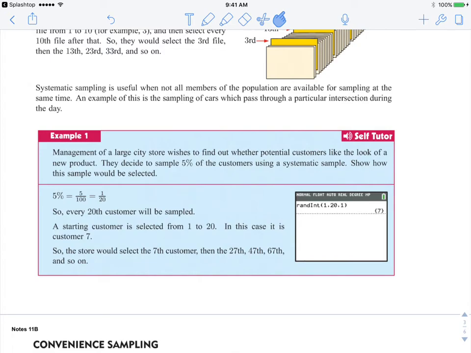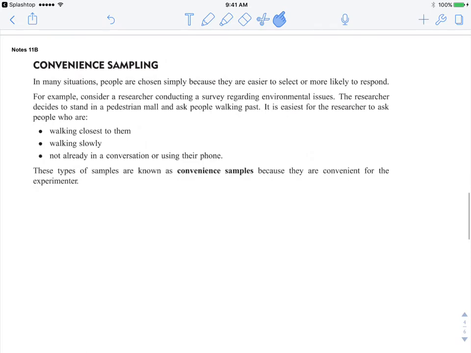Starting, a customer is selected from 1 to 20. In this case, the calculator shoots out 7. So then you're going to choose the 7th, the 27th, the 47th, the 67th, and so on. And again, we'll do this in class with the graphing calculator.